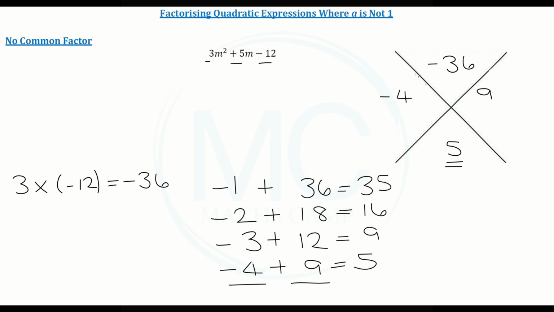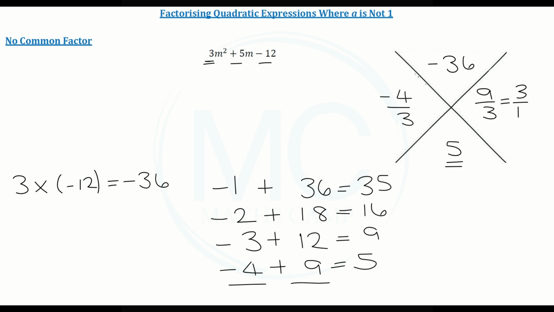The coefficient of m squared is 3. So let's divide both fractions by 3. Now we simplify. -4 over 3 cannot be simplified anymore, and we leave it as such. 9 over 3, top and bottom are divisible by 3. So divide by 3, and we get 3 over 1.